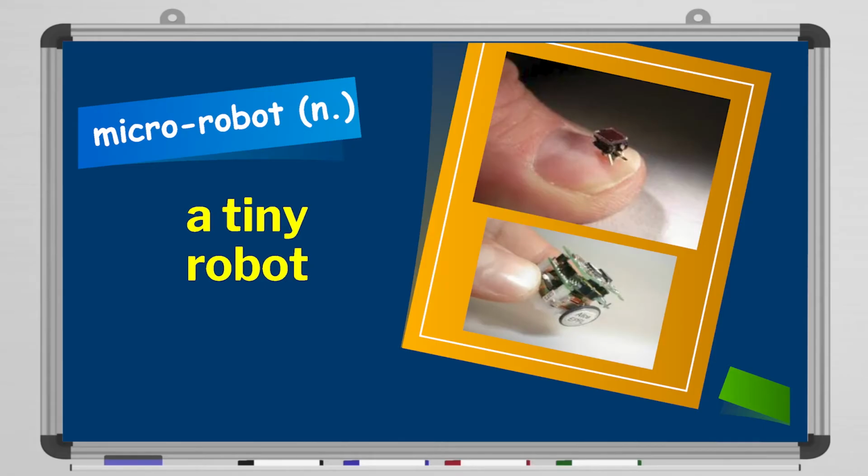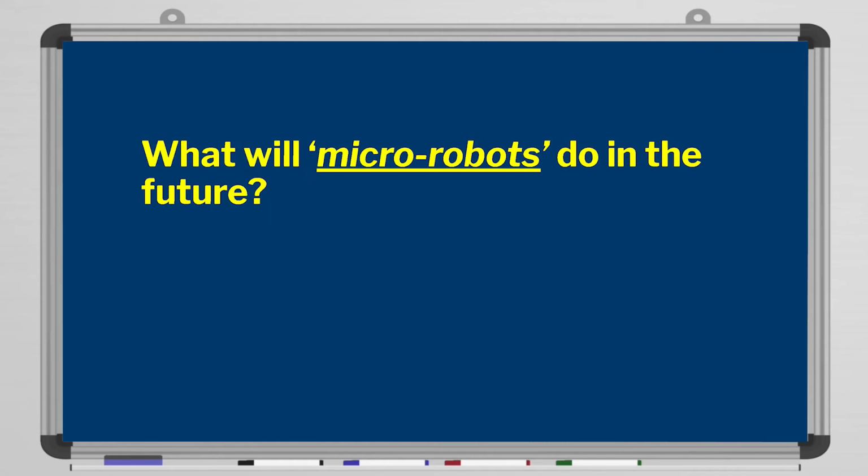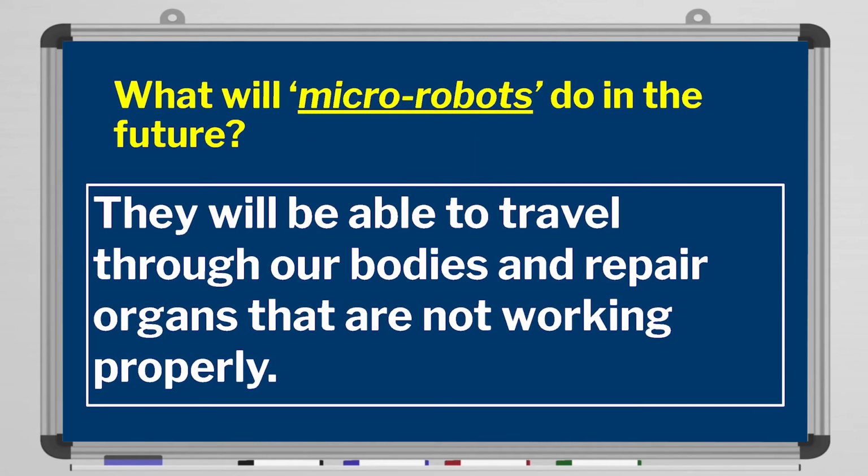Microrobot, it's also one of the new technologies that is being developed by medicine. It's a very tiny robot. For example, within 10 years, researchers will have developed microrobots which can be swallowed. Now, what will they do exactly? Microrobots will be able to travel through our bodies and repair organs that are not working properly.